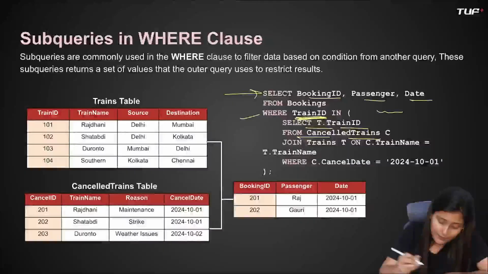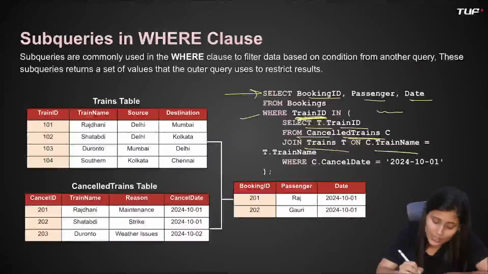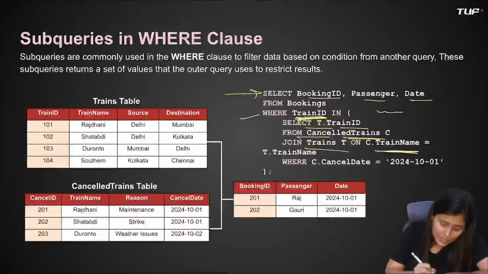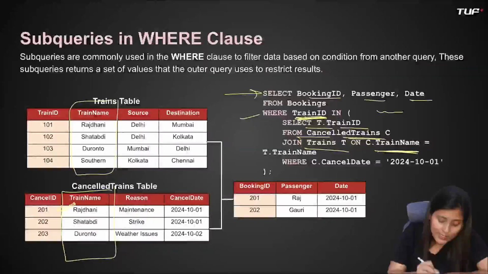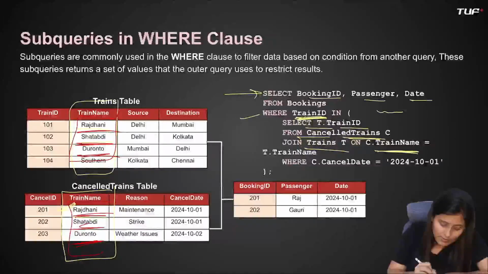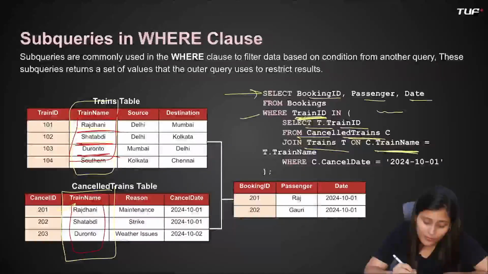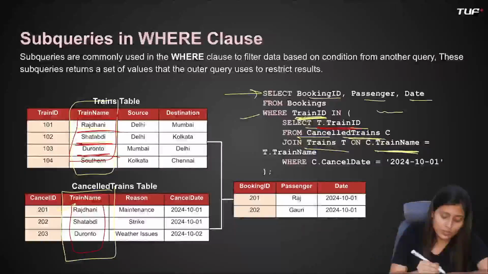So select train ID from cancellation train, join train T on the condition where the cancellation train name should be equal to the train's train name. So basically, when the train's name is the same, on that condition join it. Rajdhani same, Shatabdi same, Rajdhani same, Shatabdi same, and Duranto same. So these three rows will be selected because their names are the same. For those we are selecting train ID.